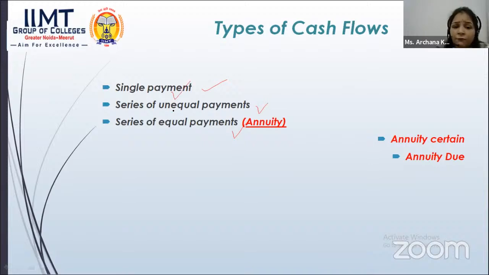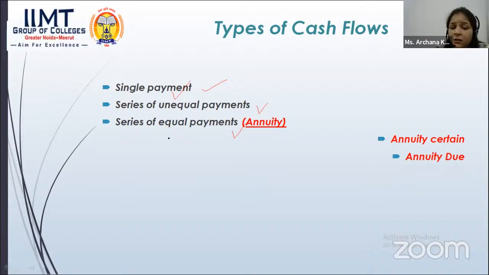On the other hand, if we are making investments just like in SIPs or in mutual funds, what we do is we make equal or unequal amounts at different time periods. For example, you make a payment of 1,000 rupees today, next year you make 2,000, next year you make 3,000. So all these are unequal payments. So this is the second condition.